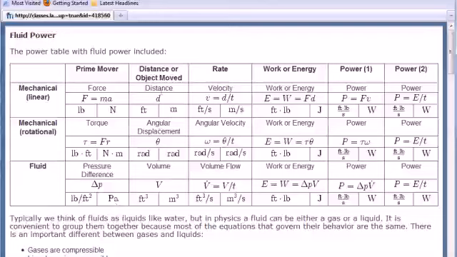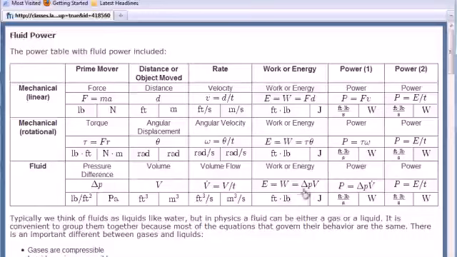Pascal is 1 Newton per square meter, so it's a very small pressure unit. And we have distance or object moved. In this case, it's the volume of the fluid. So we have a volume of gas or a volume of liquid measured in cubic feet or cubic meters. Our rate has to do with volume flow, and we use this dot symbol here. There's a dot above the V to signify how fast volume is moving in time. So units for that could include cubic feet per second or cubic meters per second.